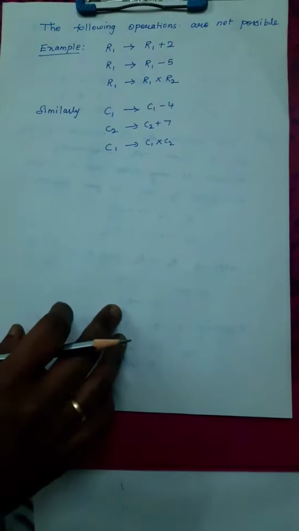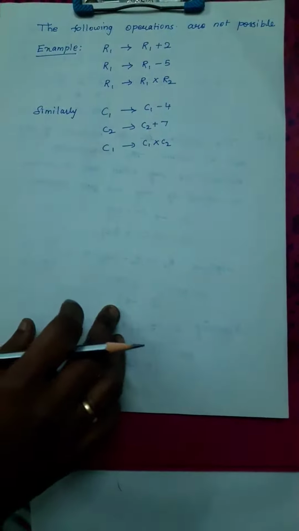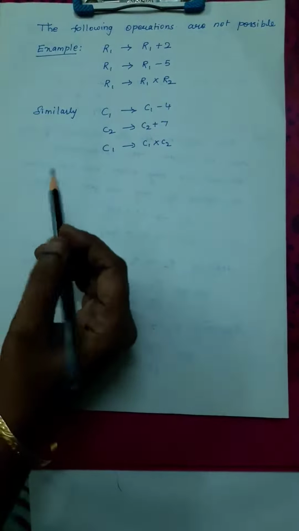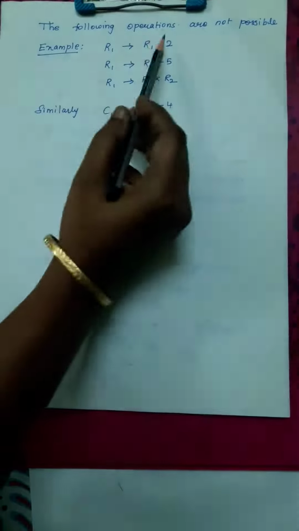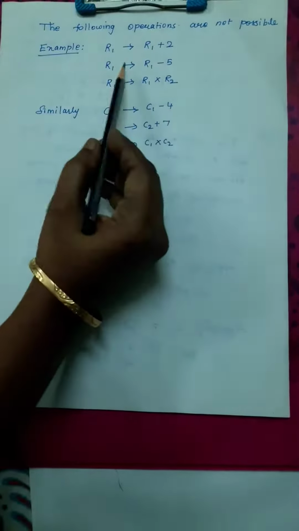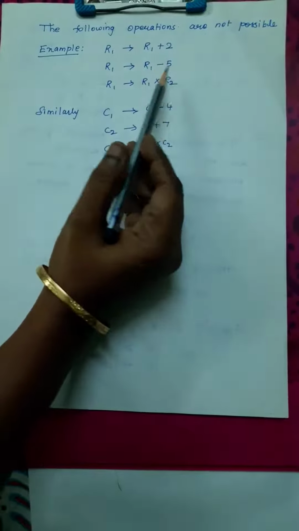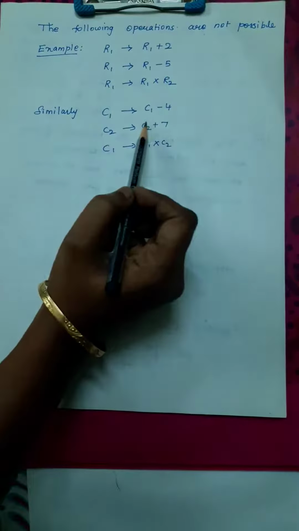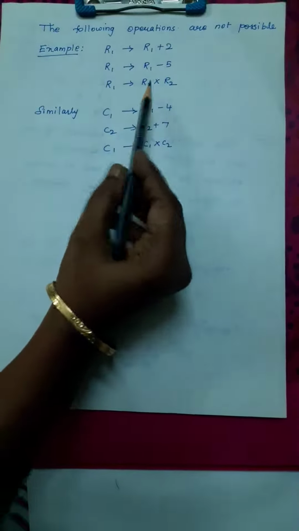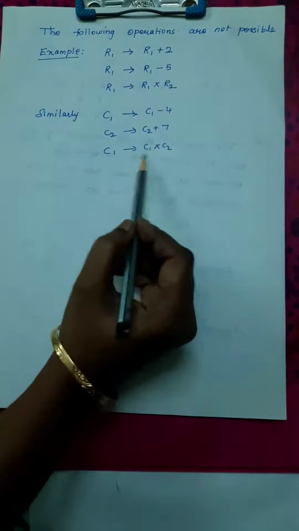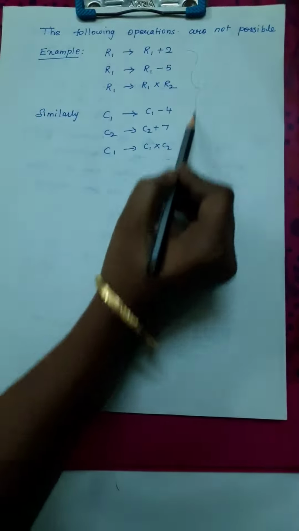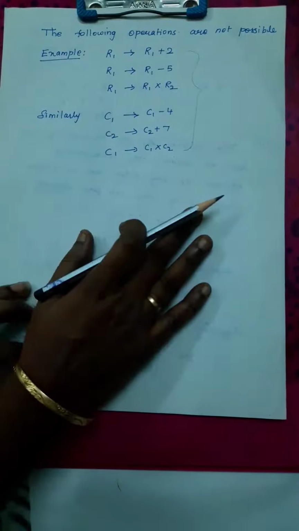So till now we have seen what the possible operations are. Now we are going to see what the not possible operations are. The following operations are not possible. We cannot add or subtract directly from any row or any column. Similarly, we cannot take the product of any two rows or two columns. These are not possible while doing elementary transformation.